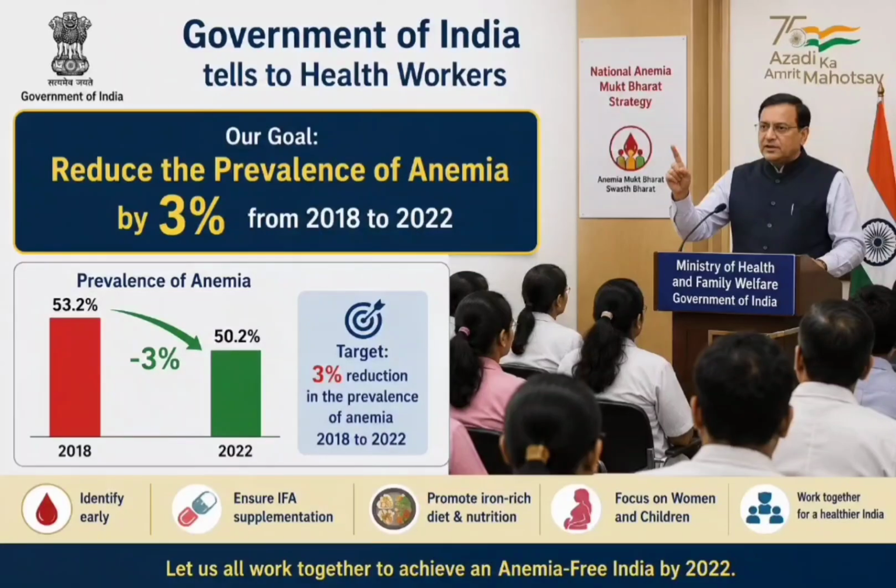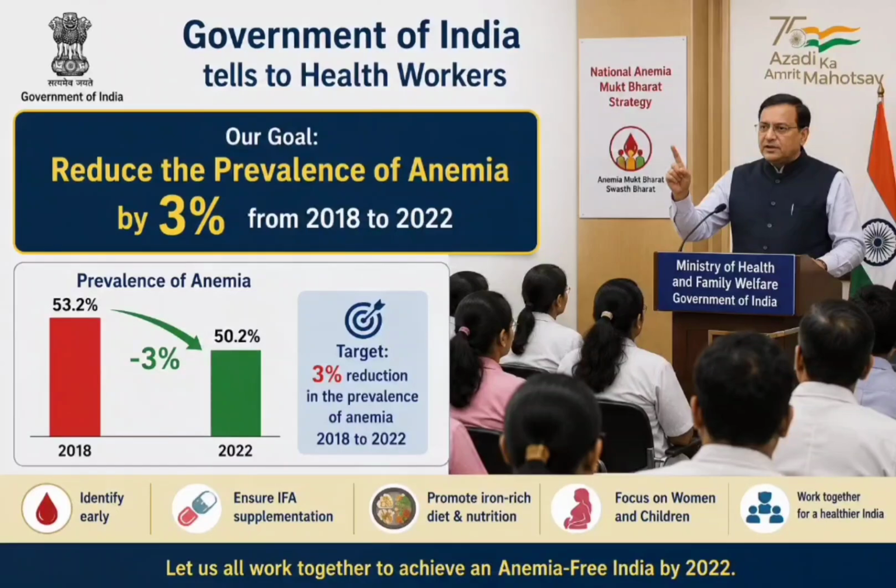Now in this video we can see that the Government of India discusses the aim of Anemia Mukht Bharat. So what is the aim of Anemia Mukht Bharat? The aim is to reduce the prevalence of anemia by 3% from 2018 to 2022. Then what happened after 2022? After 2022 it merged with other programs like the Poshan program.